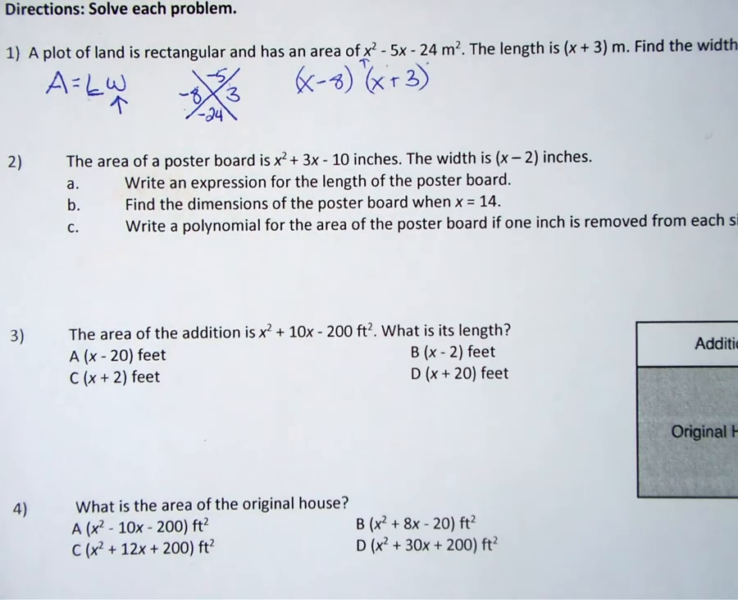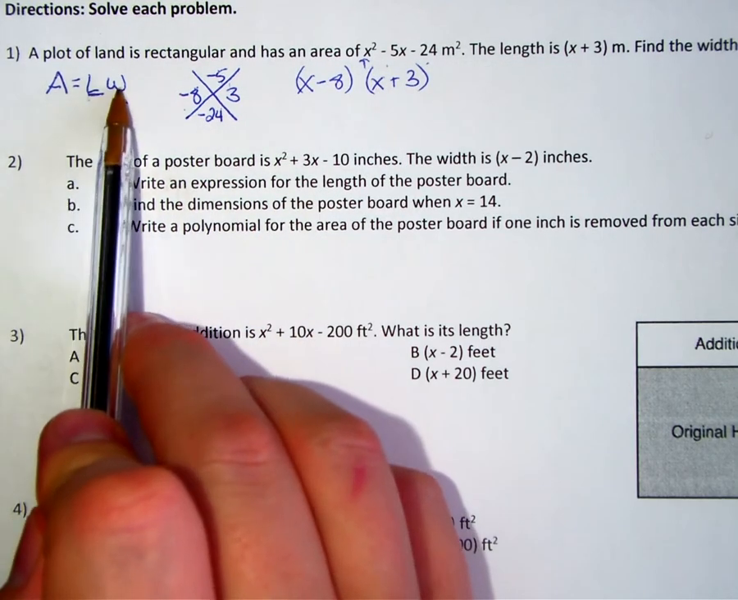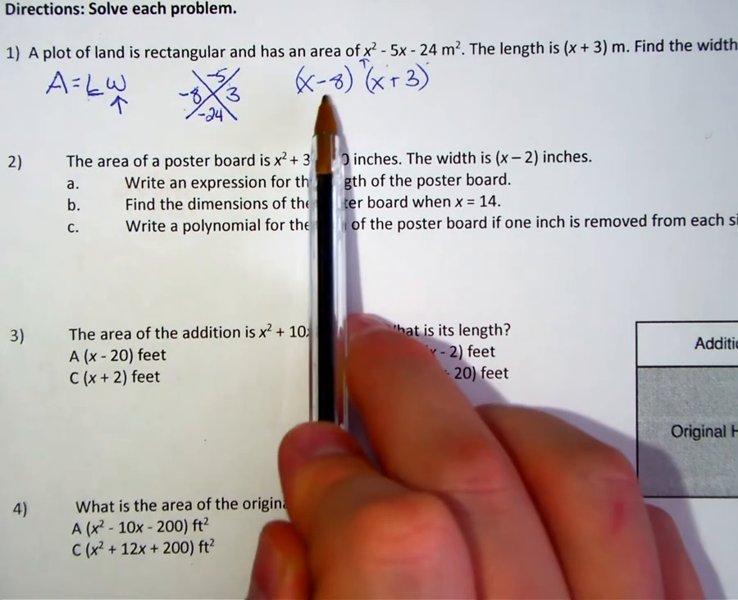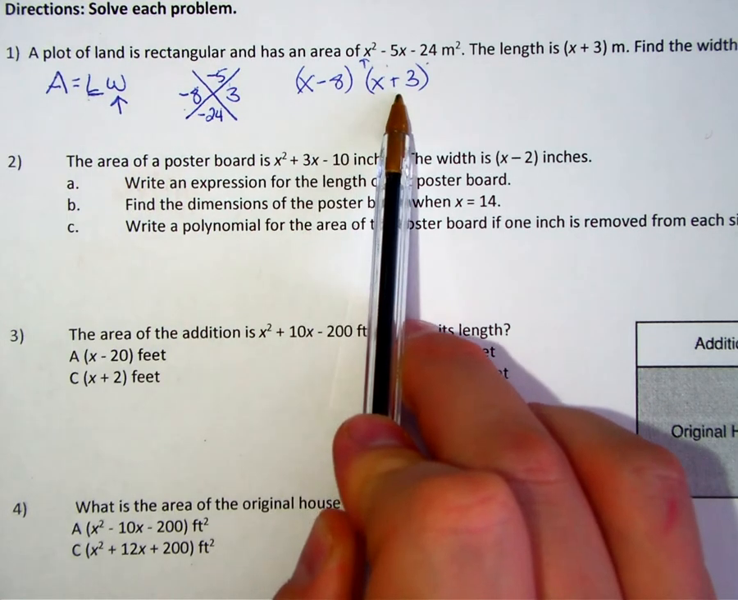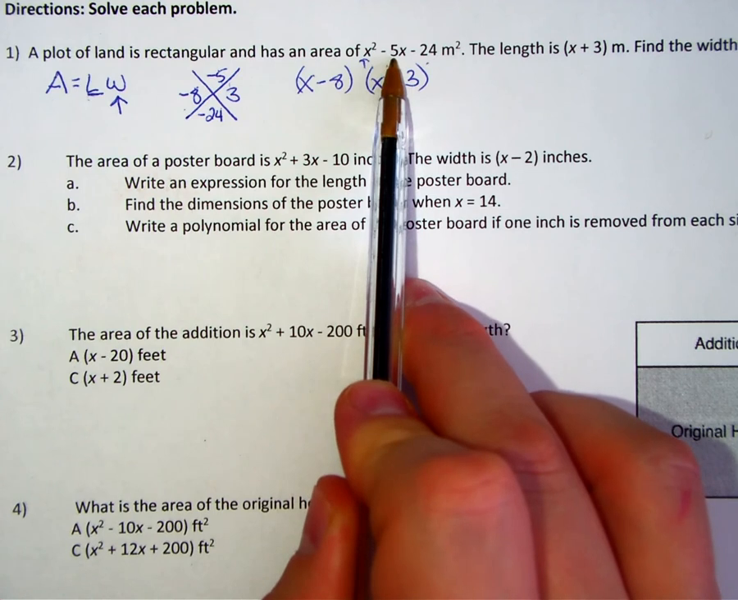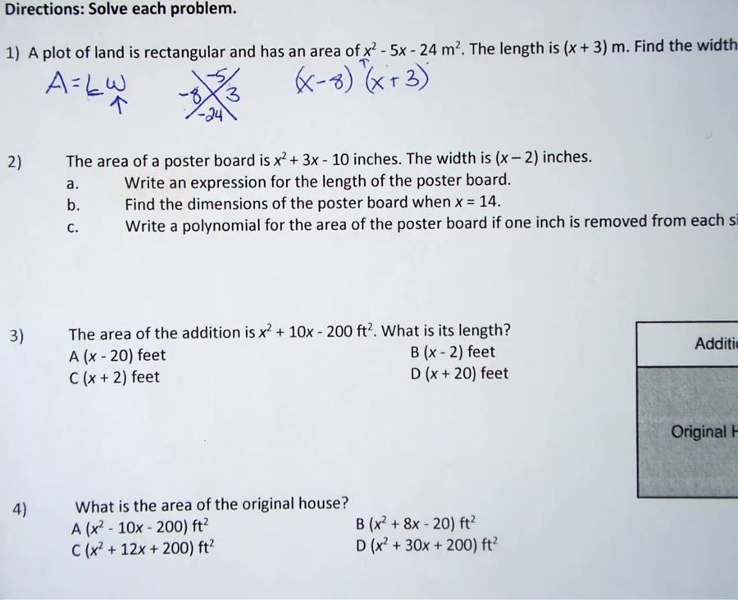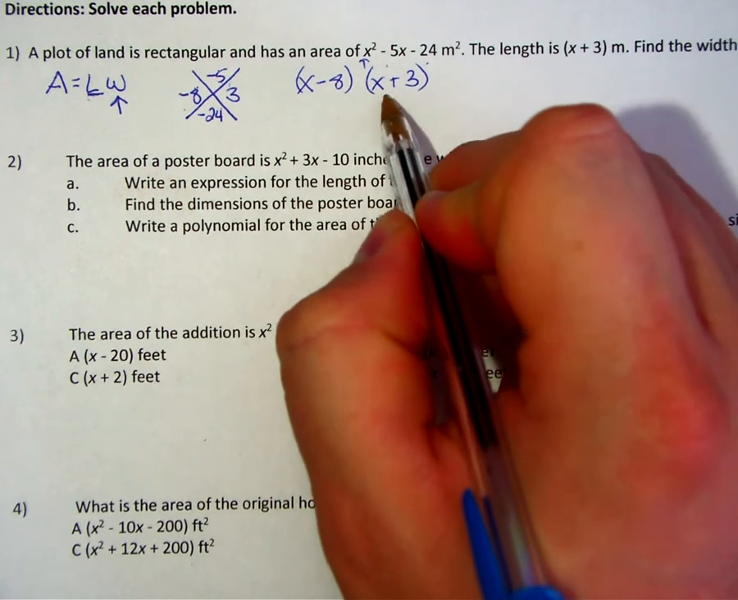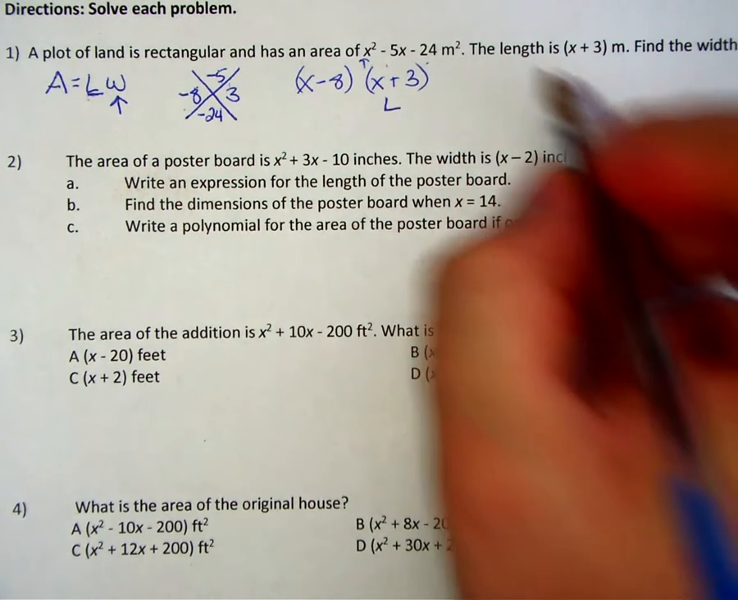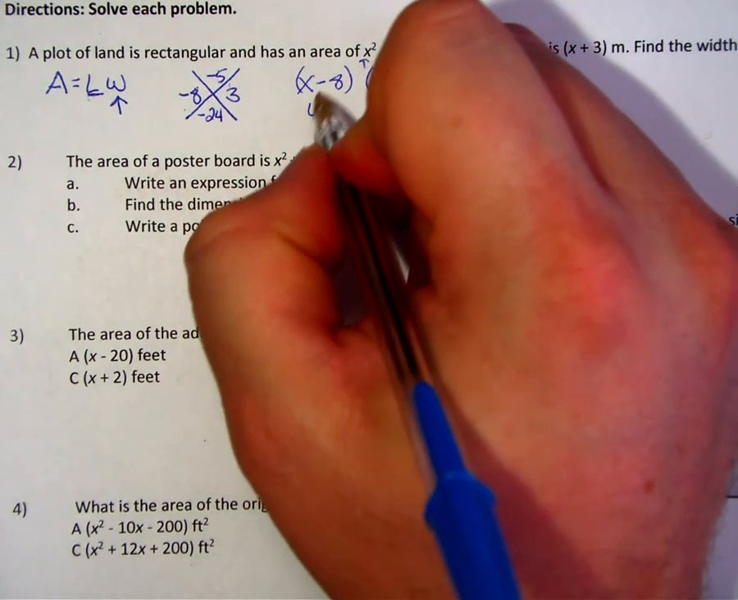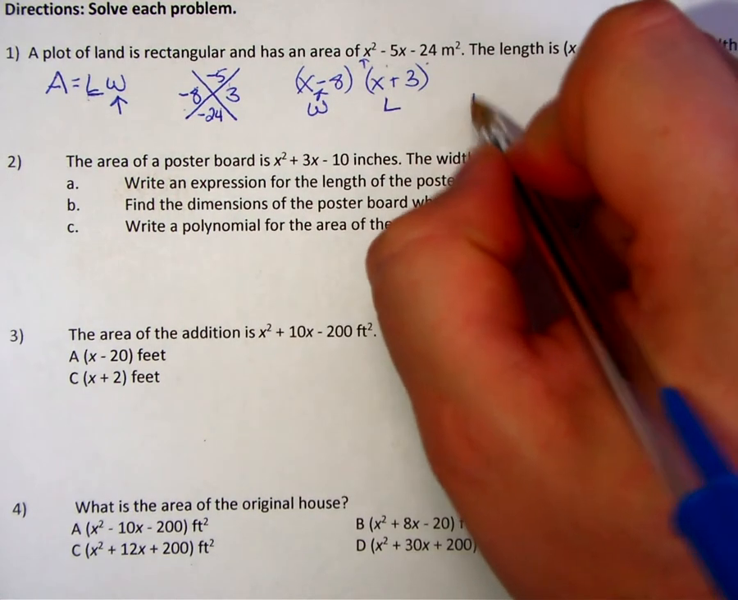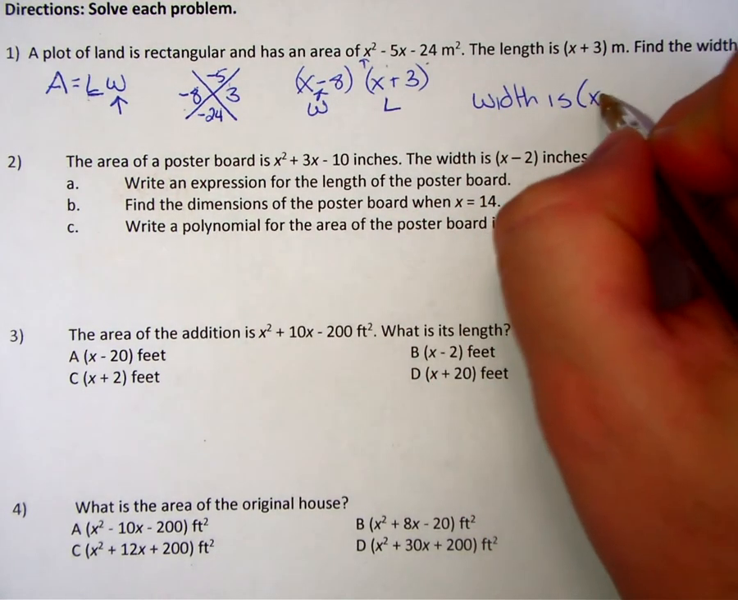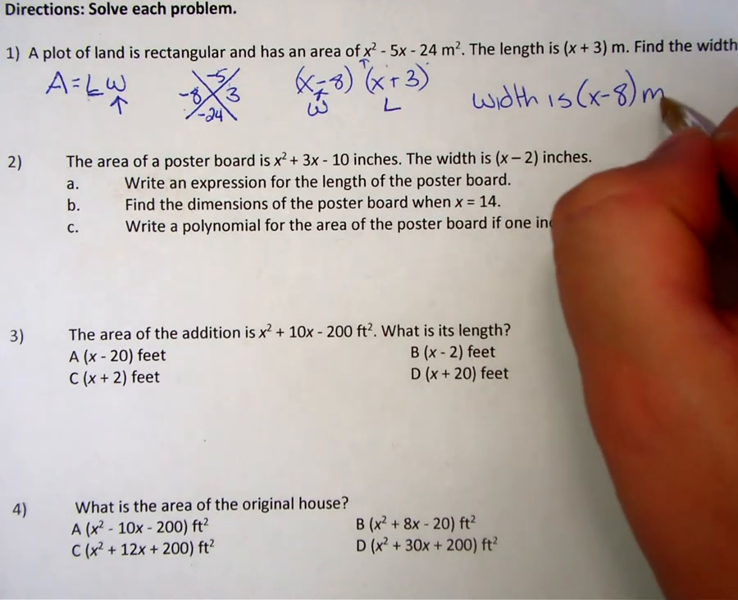Well, again, like we said at the beginning, we're looking for two terms that when multiplied together give us a specified area. These two terms, when multiplied together, give us the area x squared minus 5x minus 24 meters squared. One of them is determined to be our length, so the other must be our width. So our width is x minus 8 meters.